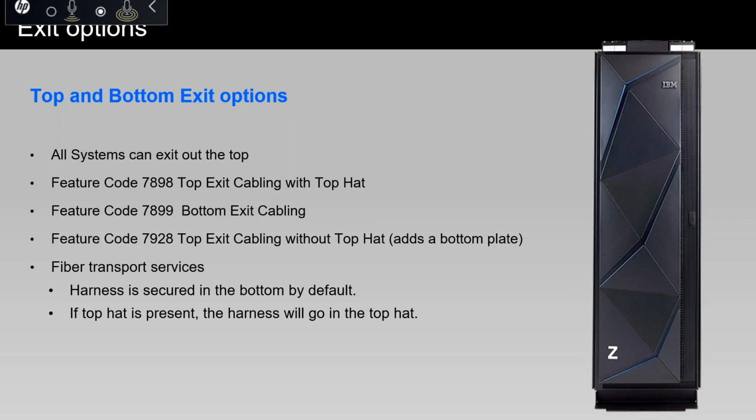Because if you order the top exit, it'll put a bottom plate. So if you want to do power out the bottom, there's a plate there that has to be removed, or you need to go around it. So unless you're doing the top hat feature, the recommendation is to go with bottom exit cabling, and you can still do top exit cabling out the top.